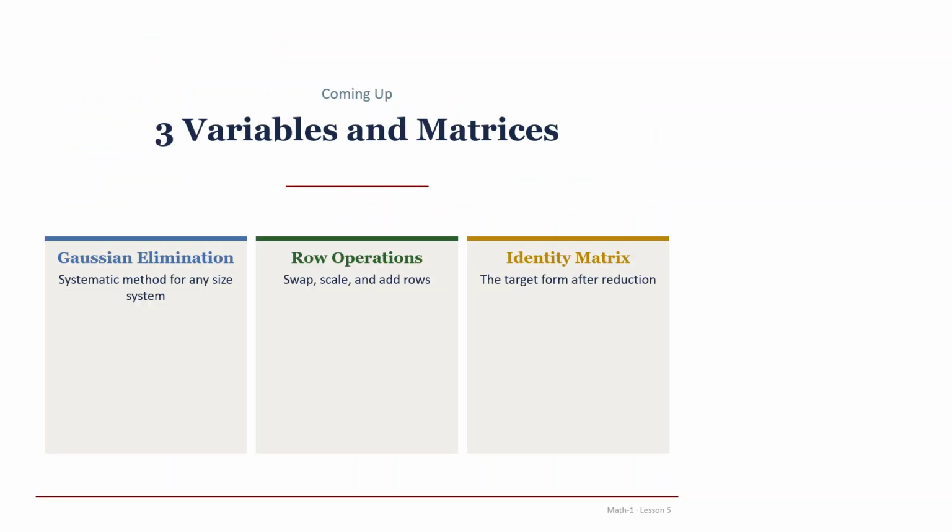Coming up next. Next week scales to 3 variables and introduces matrices as the compact bookkeeping device. You will execute Gaussian elimination by hand on a 3-variable system, recognize the 3 legal row operations, swap, scale, and add a multiple, and meet the identity matrix as the multiplicative identity for matrix algebra. The pattern generalizes directly to the algorithm that every linear algebra library uses internally for solving systems of any size.